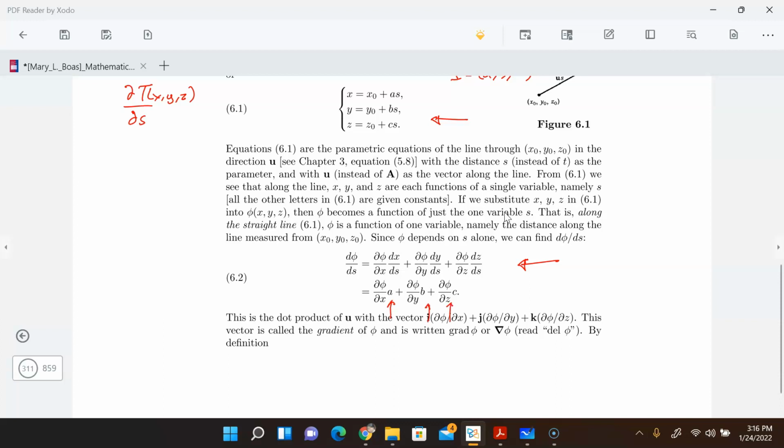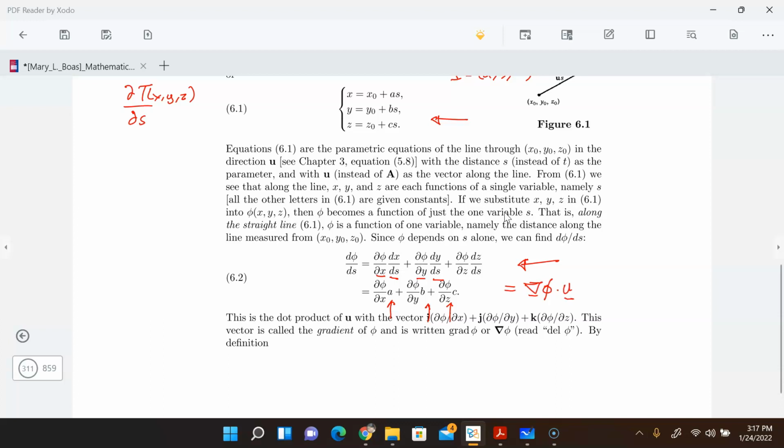But what is this? I've seen this before. A is just the x component of your u multiplied by the derivative of your phi with respect to x, and then the corresponding components of each. So this is essentially del phi, which I will define in a minute, dot product with u.